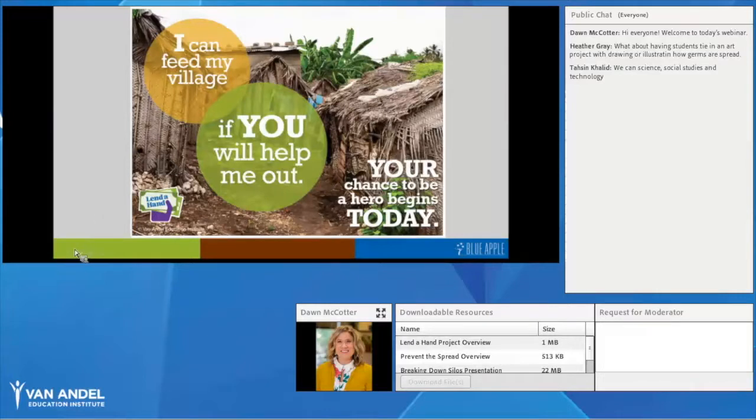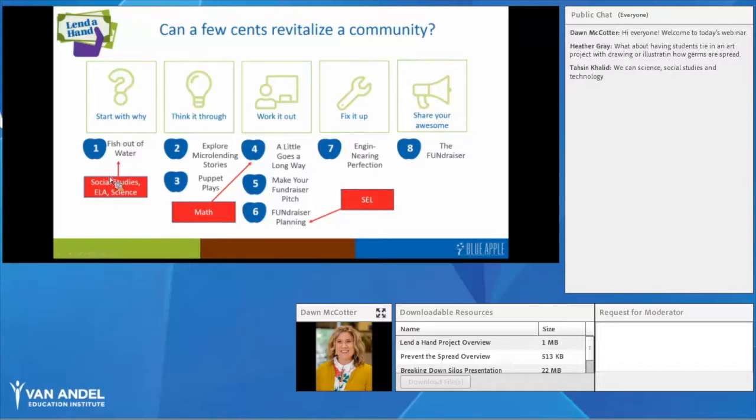And again, I didn't mention this before, but in that download box that you see on your screen, the project overviews for these are there. So please feel free to take those, share them, make them your own. But those are there for you, so you can look at them while we're going along too. So here's the compelling question: Can a few cents revitalize a community?